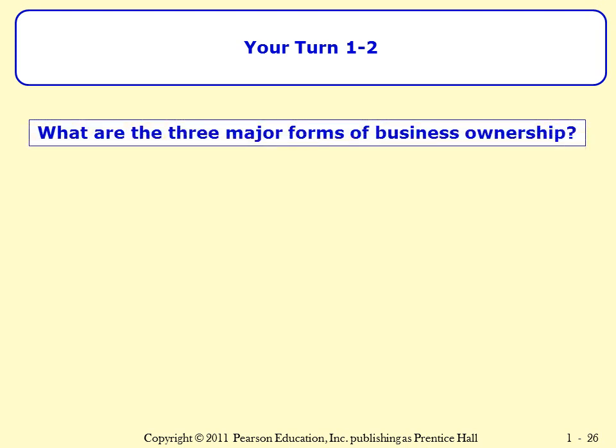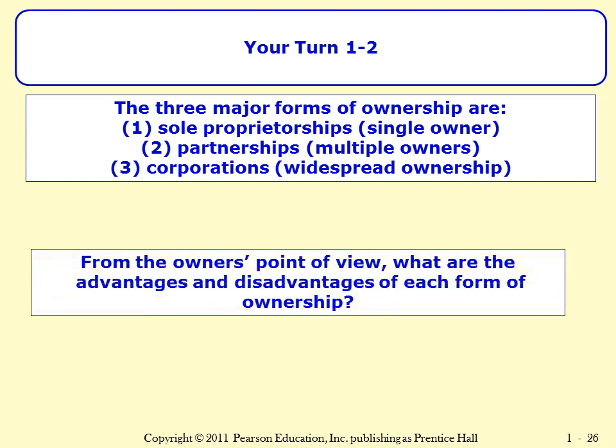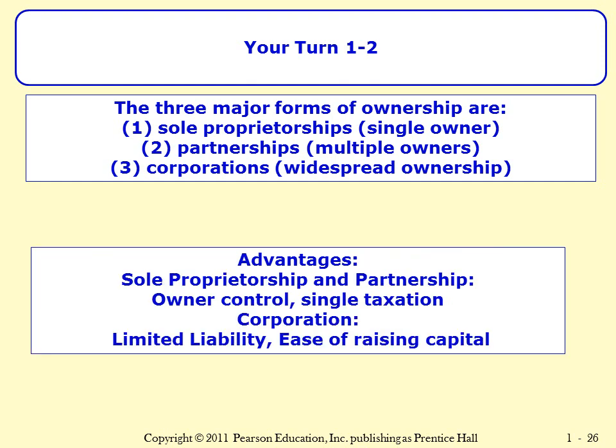So let's test your memory from the previous slide. What are the three major forms of business ownership? Sole proprietorships, partnerships, and corporations. There are also LLPs and LLCs. From the owner's point of view, what are the advantages and disadvantages of each form of ownership?